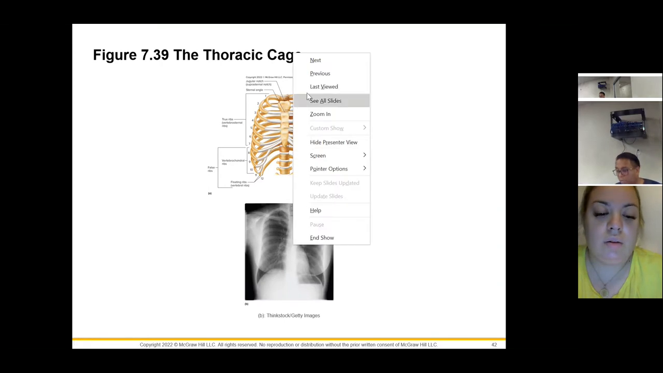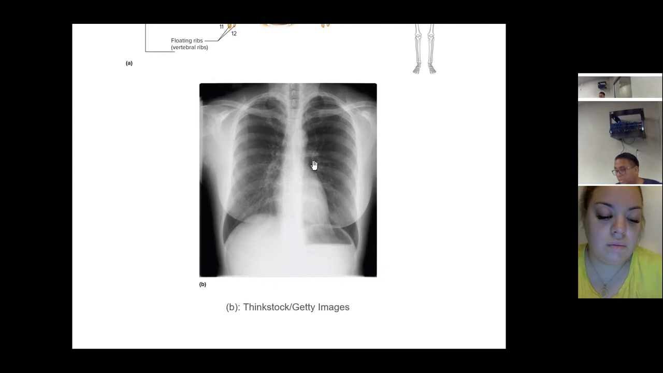Look at this wonderful, zoom in on this guy, because he's healthy. And you can see here, right? Because they're not attached to the sternum. All the false ribs are attached to what? The eighth rib, or in the case of 11 and 12, not attached to anything at all.